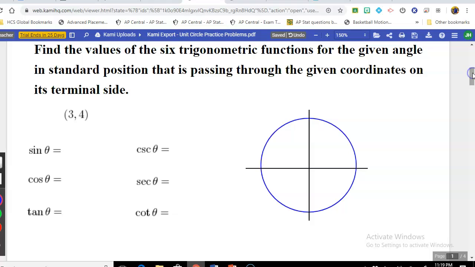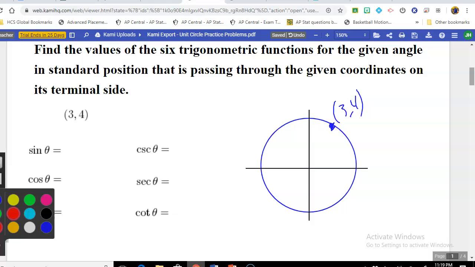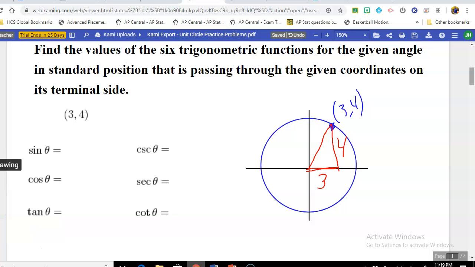So here's an example where we're looking at a terminal side passing through the point (3, 4). So let's kind of estimate that's up here at (3, 4). We are outside of the unit circle because that point obviously reaches out further. So we're looking at this situation here. We have this triangle. The x coordinate is 3, y coordinate is 4. So for our sine, we have to find the r. So we'll do 3 squared plus 4 squared equals r squared. And hopefully you can see that that's 9 plus 16 equals r squared, and r is going to be 5.